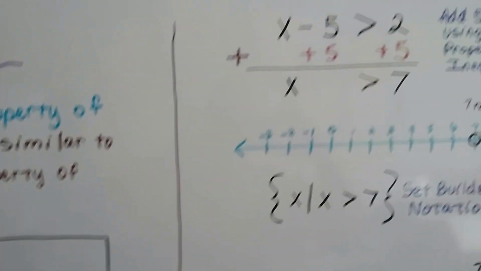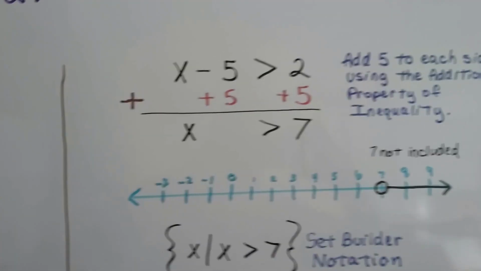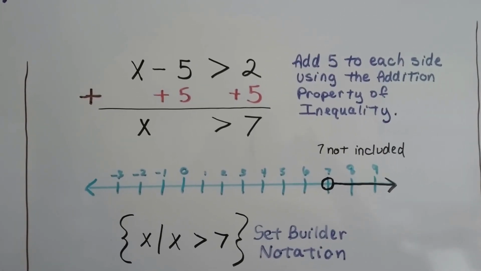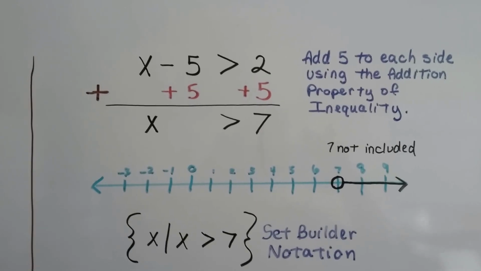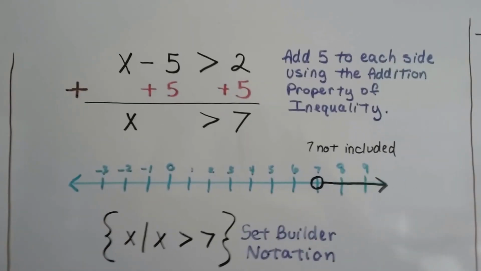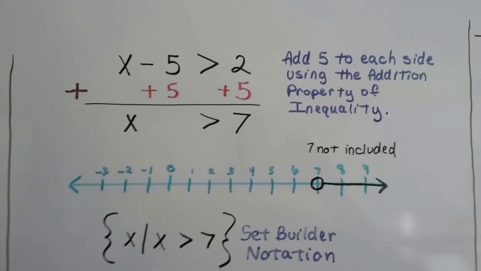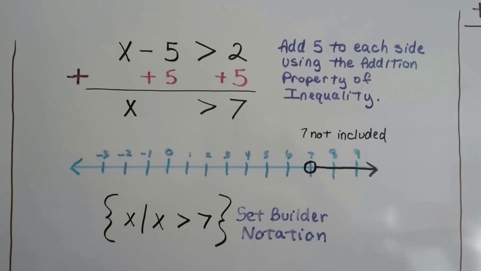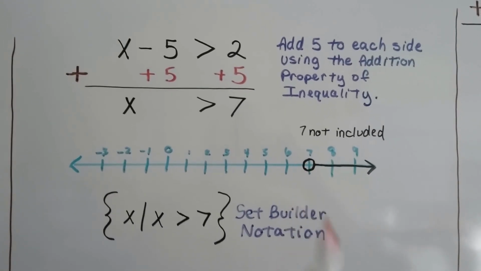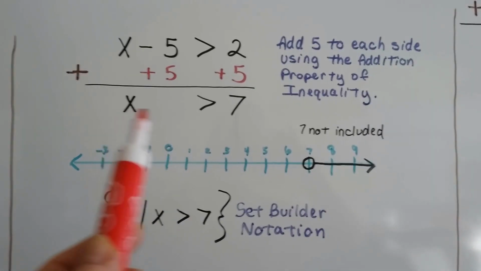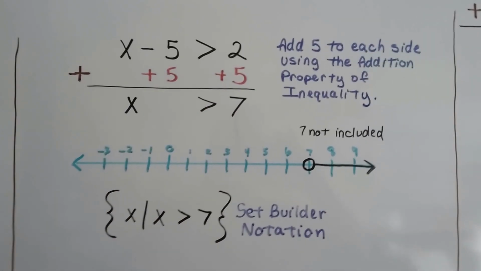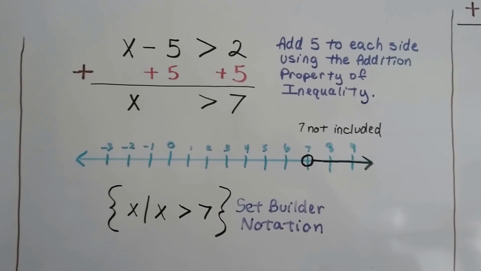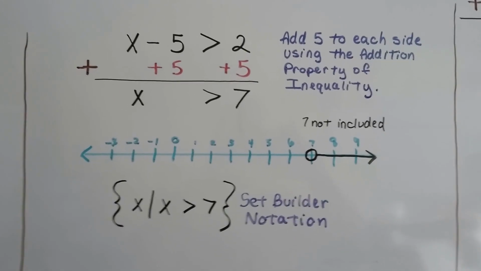If we have x minus 5 is greater than 2, we can add 5 to each side using the addition property of inequality, and we make a zero pair with the minus 5 plus 5 right here, right? And we get x is greater than 7. We can graph it on a number line using an open circle to show that the 7 is not included because x is larger than 7. So x equals all the values larger than 7 without including 7.